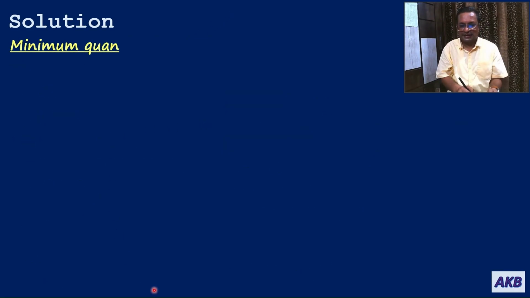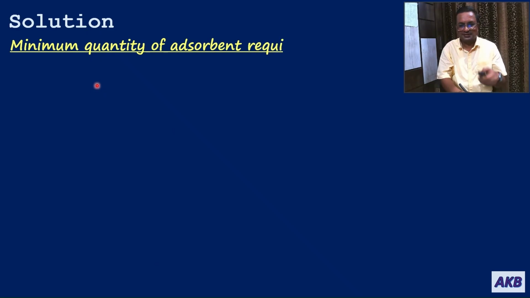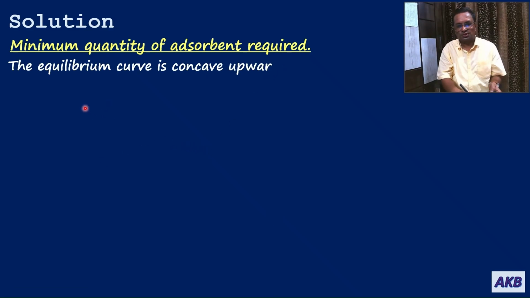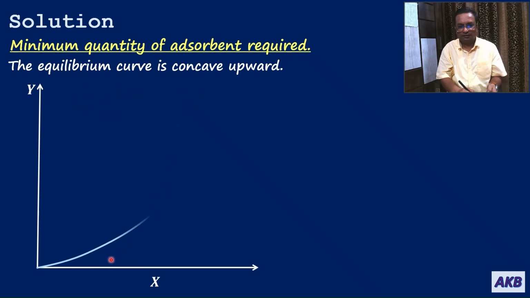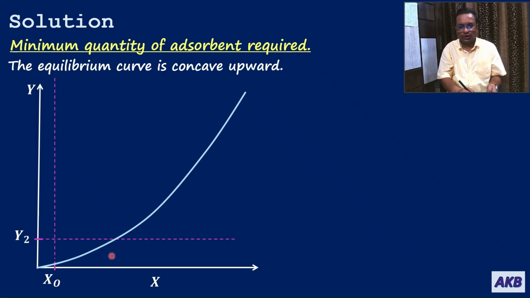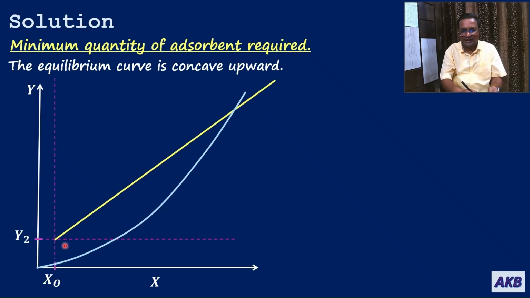Okay, now let us complete the last task. What is that? To find the minimum quantity of adsorbent required. Now we have understood that the equilibrium curve is concave upward. So if the equilibrium curve is concave upward, then we know that the operating line will be drawn like this, and the pinch point will be located over here.